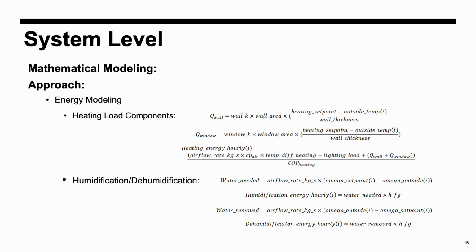We calculate the heating load by accounting for heat conduction through walls and windows, plus occupant and lighting loads. We also include humidification or dehumidification by comparing the target humidity with outside conditions to find the water added or removed. These elements give us a comprehensive view of year-round heating energy demands and moisture control.